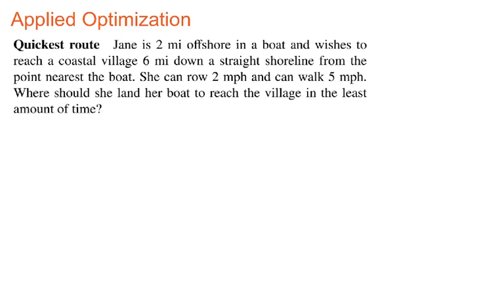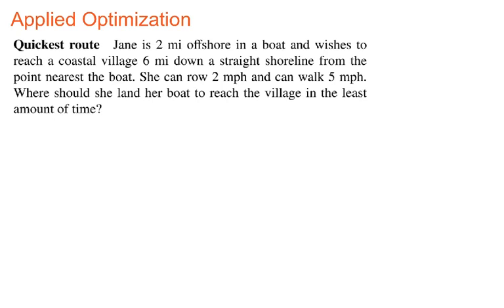So Jane is 2 miles offshore in a boat, and she wishes to reach a coastal village which is 6 miles down a straight shoreline from the point nearest the boat. Jane can row 2 miles an hour, and she can walk 5 miles an hour. What we need to determine is where Jane should land her boat to reach the village in the least amount of time. So I'm going to set this up.